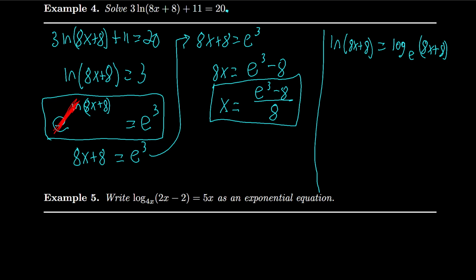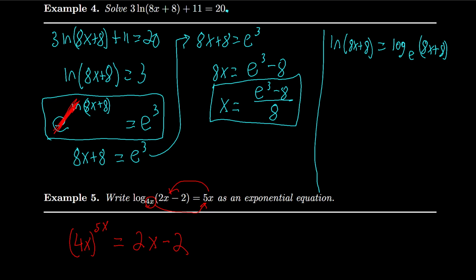In this next example, we want to write log base 4x of 2x minus 2 equals 5x as an exponential equation. And this is just another way to do that same thing that we've done like 6 billion times. It's the base raised to this power equals what's inside of this. That is, it's the base, in parentheses, raised to what was on the other side equals what was inside the logarithm. That's the whole thing.